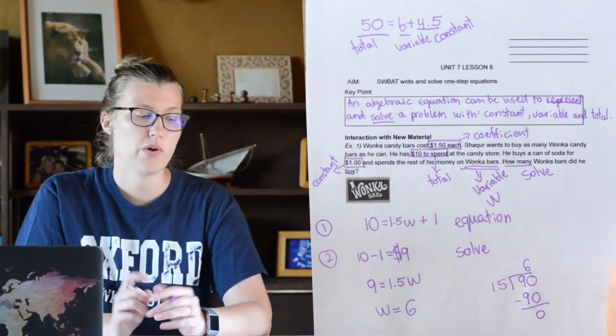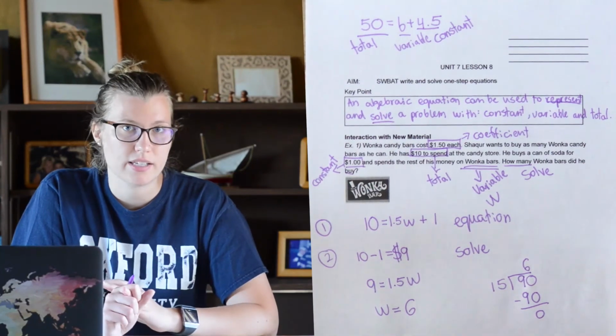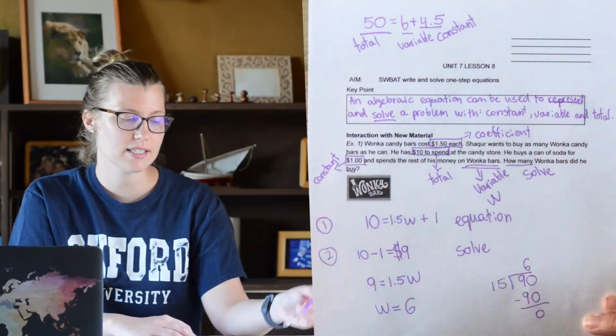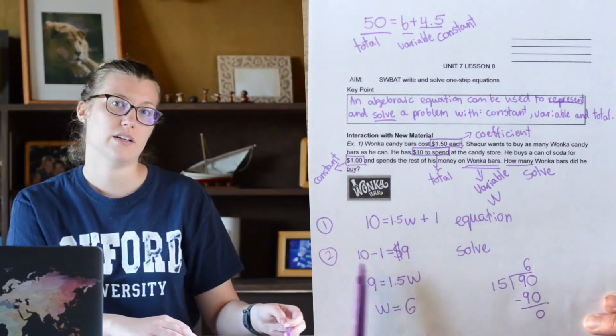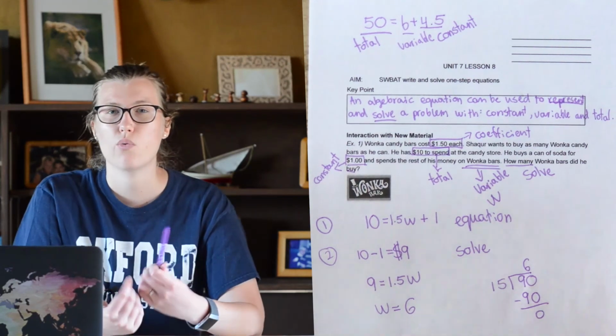So you are always going to be looking for that total, the variable and your constant, okay? It should always look something like this or like this, okay? And then you are going to solve. You're going to figure out what that missing number is. I always think this is really fun. I can't wait to see your work on your exit ticket, okay?